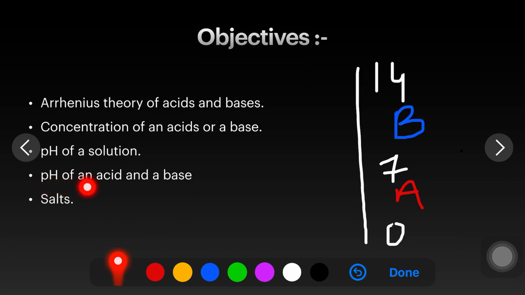Next we will see pH of an acid and a base, and last we are going to study about salt. Now proceed to next.